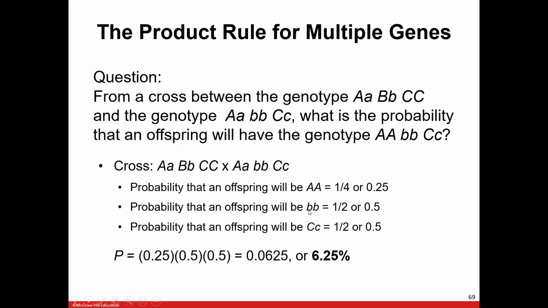What are the odds of getting Bb? Well, our combination is big B, little b. If you do your Punnett square, you should come out with 50%. If we want big C, little c, and we have big C, big C, big C, little c, when you do the math, you end up with 50%. So now we multiply all of these together. What are the odds that you're going to get this A, this set of B's, this set of C's? You get 6.25%.